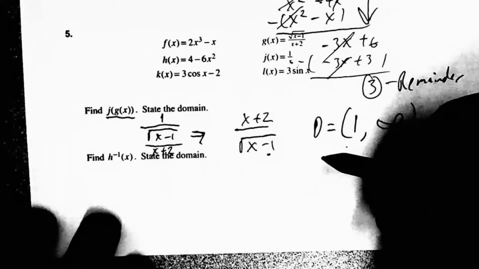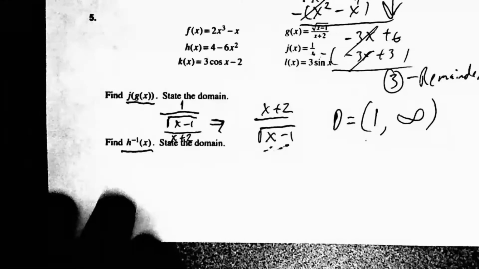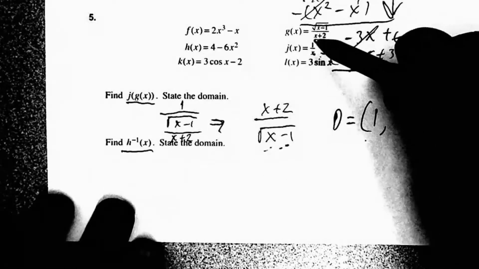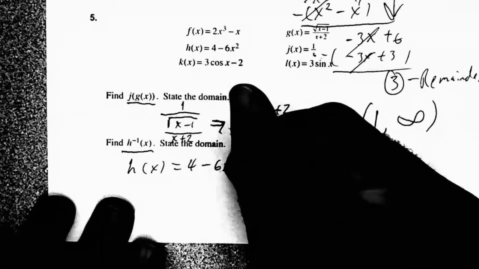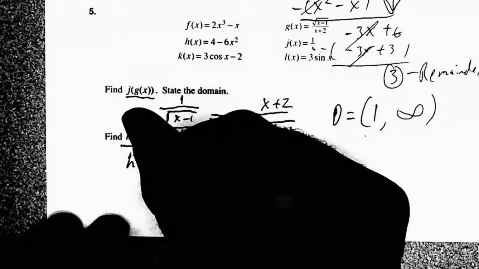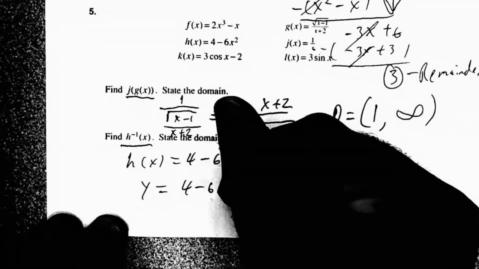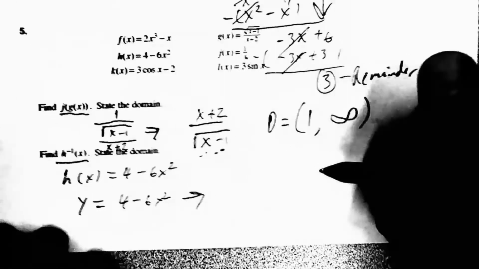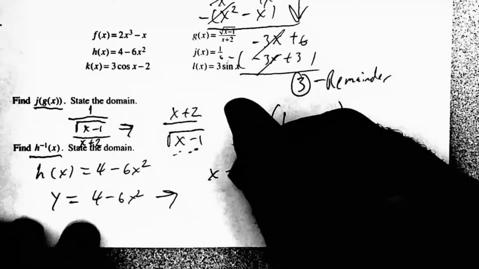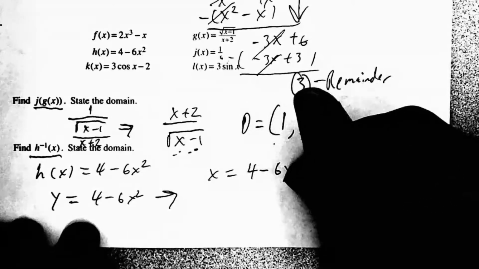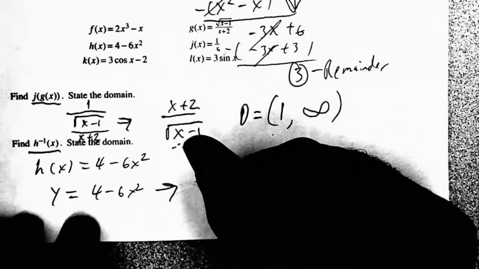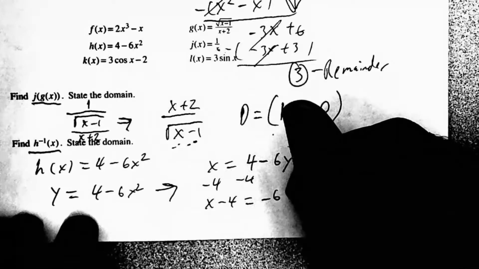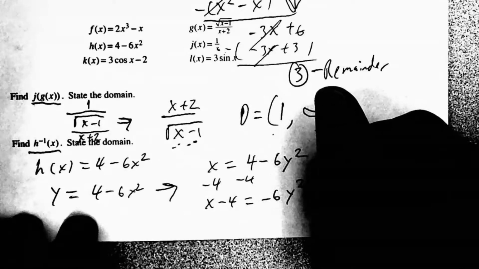Okay. Then we have an inverse. That's what we did today. Inverse of h of x. H of x is 4 minus 6x squared. You rewrite it with a y. You flip them. So it's going to be x equals 4 minus 6y squared. Solve for y. Let's get rid of the 4. X minus 4 equals negative 6y squared.